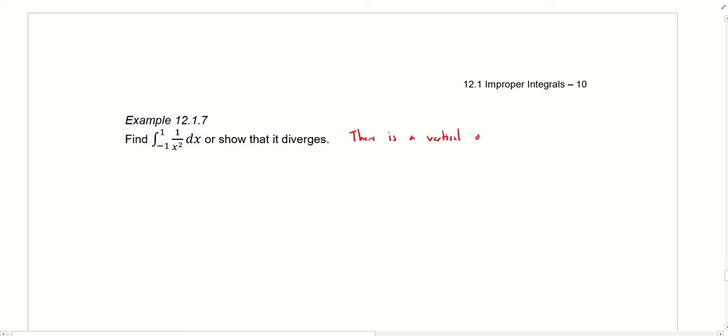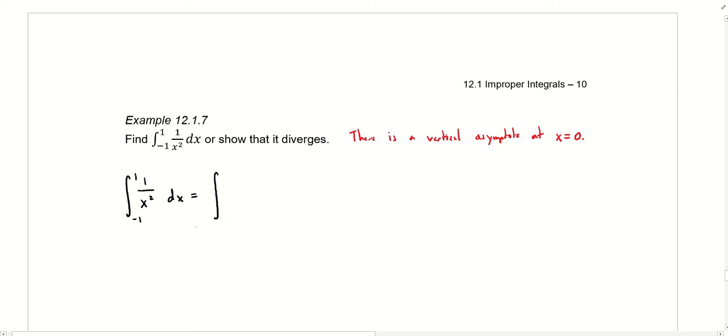So I'm going to have another vertical asymptote here at x equals 0. So there's a vertical asymptote at x equals 0. So the way that I'm going to handle this is I'm actually going to take my original integral and I'm going to split it into two.